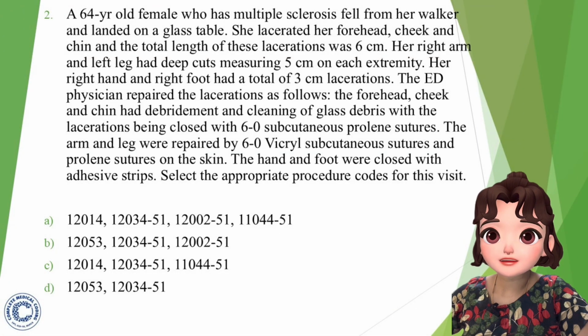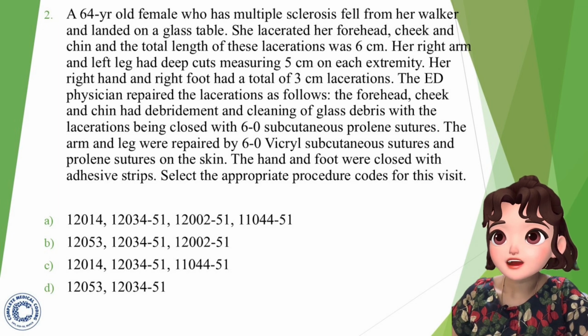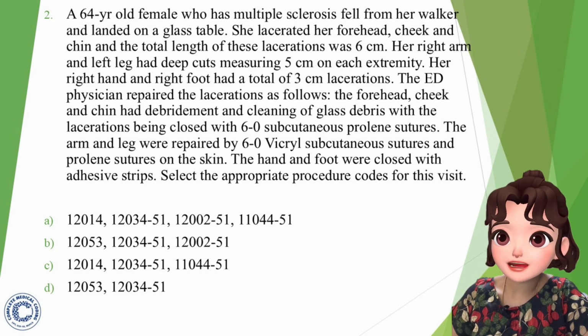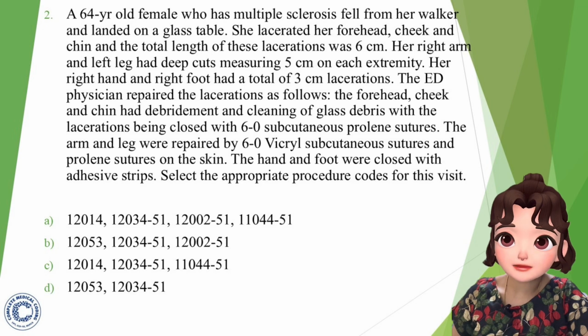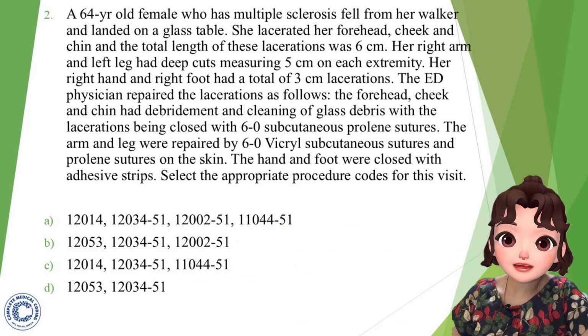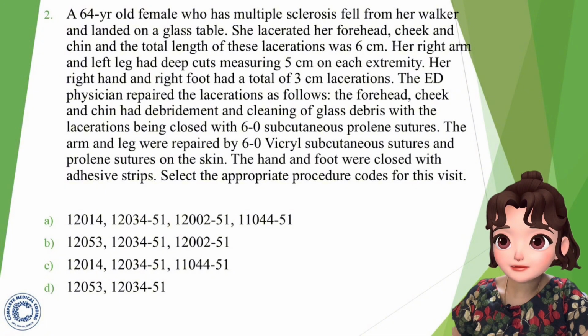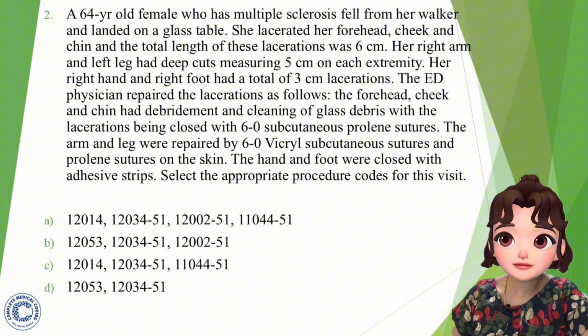So let's move to the second question. A 64-year-old female who has multiple sclerosis fell from her walker and landed on a glass table. She lacerated her forehead, cheek and chin, and the total length of these lacerations was 6 cm. So here this is the first section, forehead, cheek and chin laceration. Total length is 6 cm. Her right arm and left leg had deep cuts measuring 5 cm on each extremity. Means right arm 5 cm and left leg 5 cm.